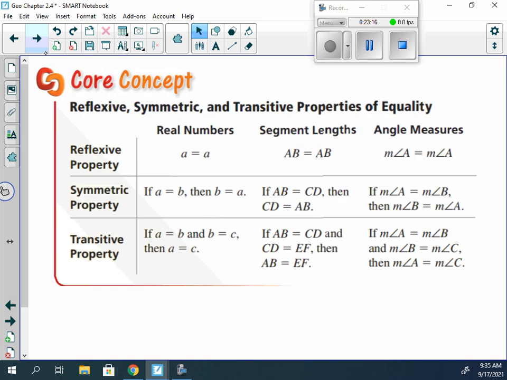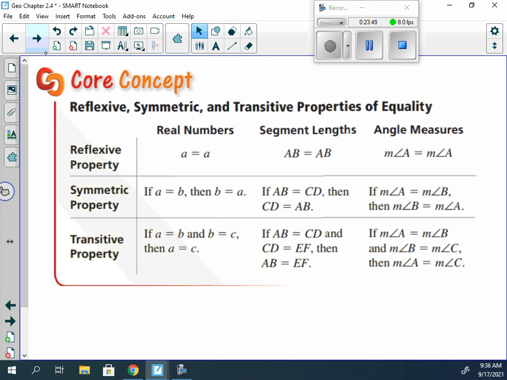I pulled those two examples out because the amount of paper that we're going to be really utilizing with this is very minimal. We'll pretty much talk about it and be done. So I didn't feel like wasting another 2 pages on this. Now, what we're looking at here is the reflexive, symmetric, and transitive properties of equality.